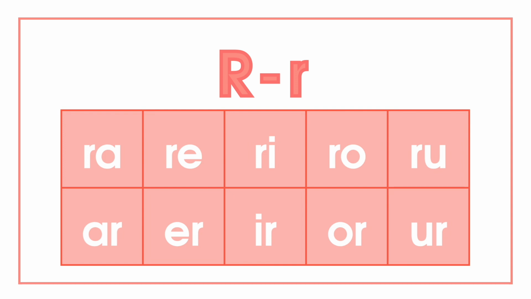So, the syllables are read as follows: ra, re, ri, ro, ru, or ra, re, ri, ro, ru. R, er, ir, or, ur.